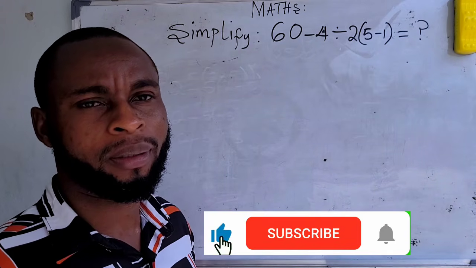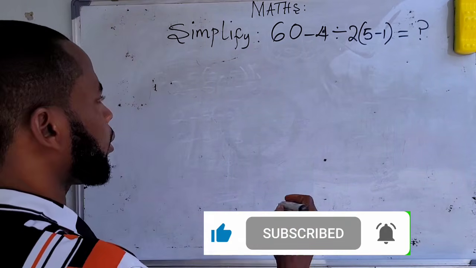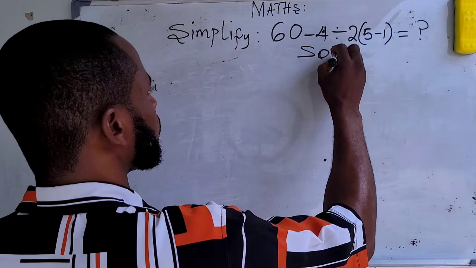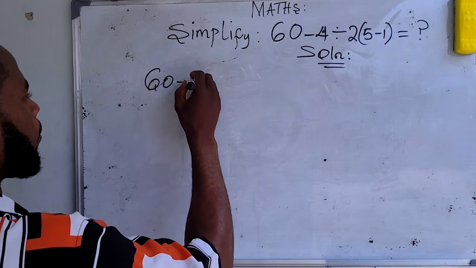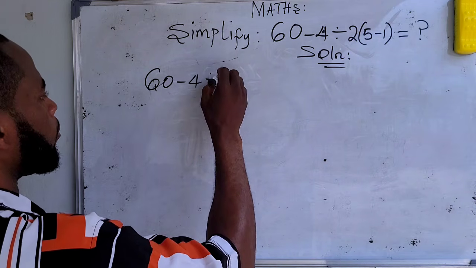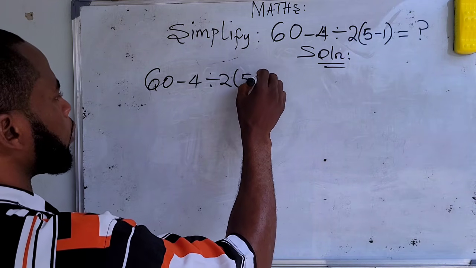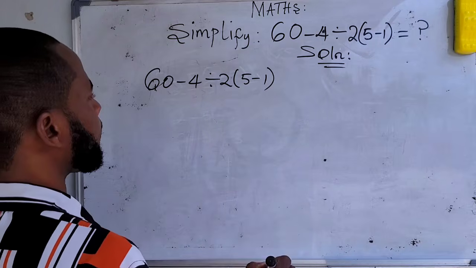In this video, we are going to learn how to simplify this expression here on the board correctly. I put down here solution. We have 60 minus 4 divided by 2 into 5 minus 1.